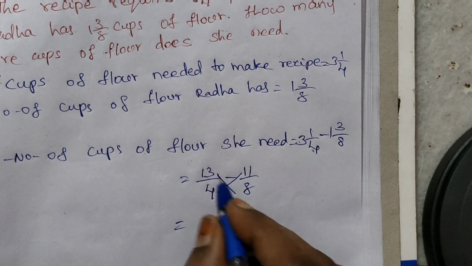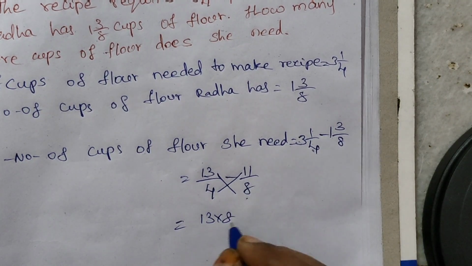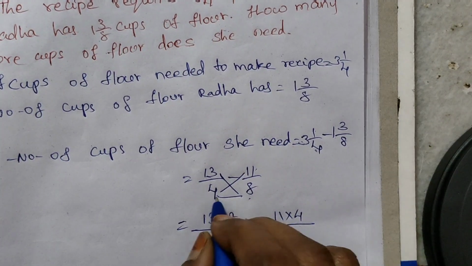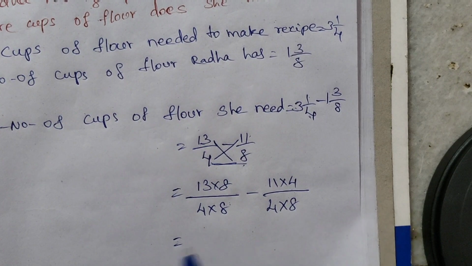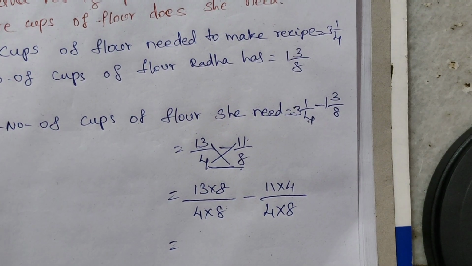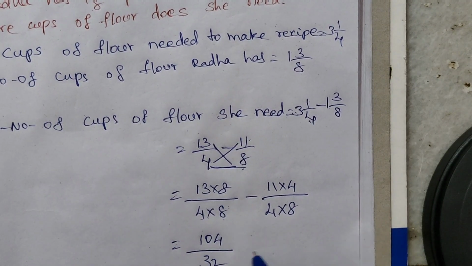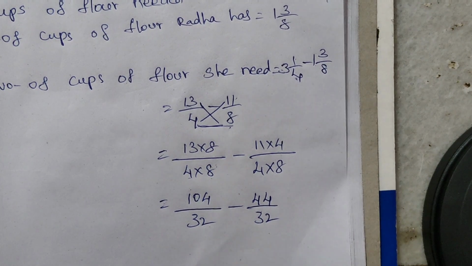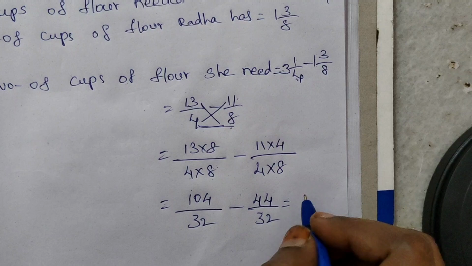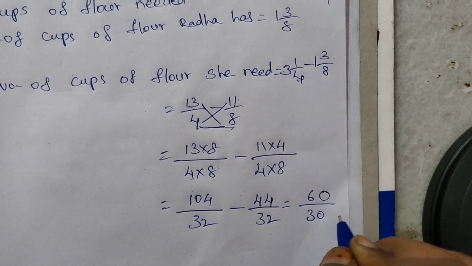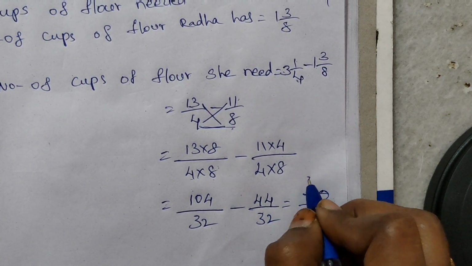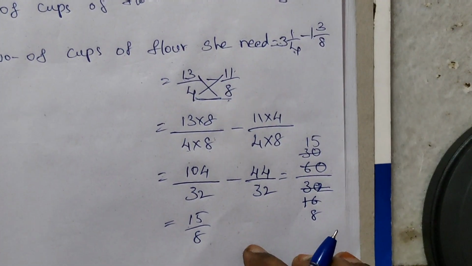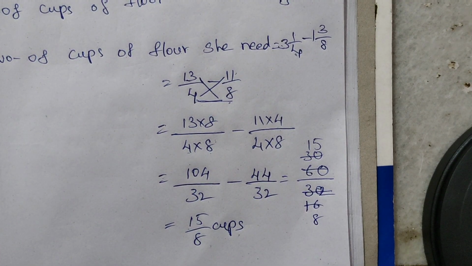Use butterfly method. First multiply this numerator and this denominator. Multiply 13 into 8. Now these two denominators, 4 into 8, minus this denominator and this numerator, 11 into 4. Again these two denominators, 4 into 8. Okay. 13 8s, 104, by 4 8s, 32, minus 11 4s, 44, 4 8s, 32. So now denominators are same. They are like fractions. So subtract numerators. 104 minus 44, that is 60 by 32. We can cancel this one. 2 1s are 2, 2 6s are 12, 2 3s are 6, 2 0s are 0, 2 8s are 16, 2 1s are 2, 2 5s are 10. So, 15 by 8. This much cups of flour she needs. Okay. 15 by 8 cups of flour she needs.